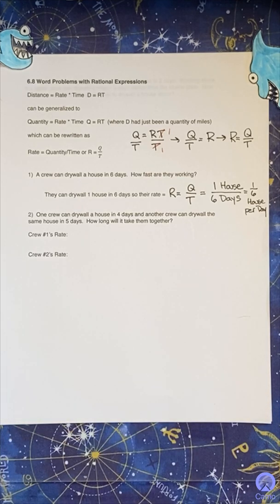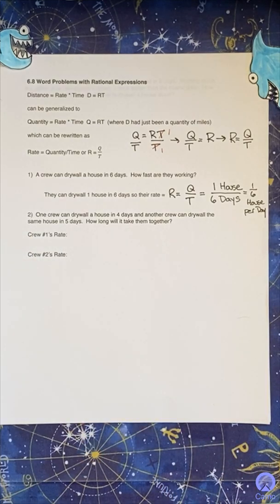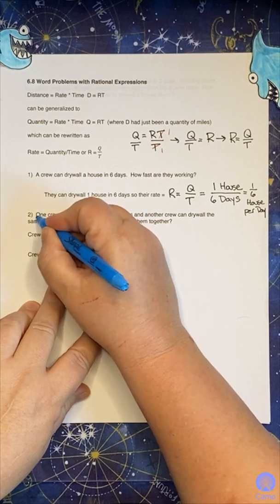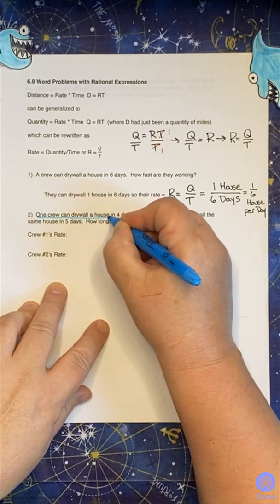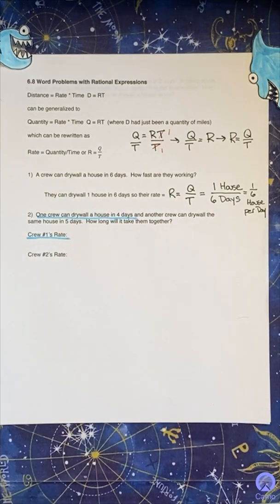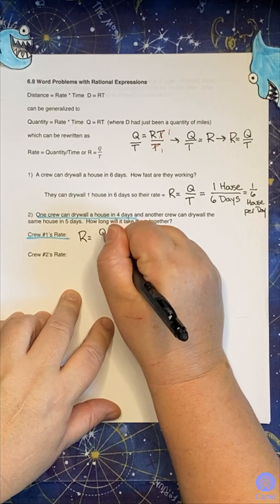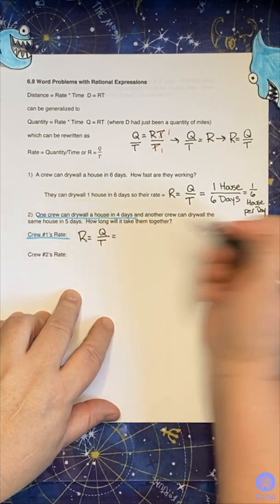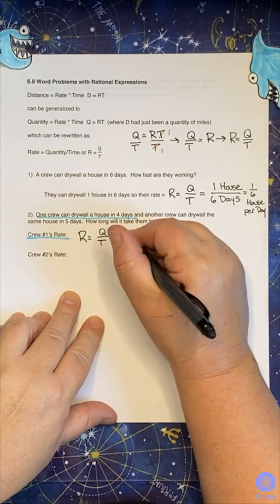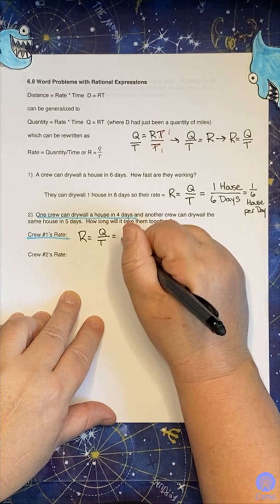So, crew number 1, by which I mean, let me go with blue. We're going to talk about the crew that can drywall in 4 days. So this is going to be crew number 1. And remember, the rate equals the quantity over the time, which is a house. Remember, that's the sneaky thing. It's one house over 4 days.